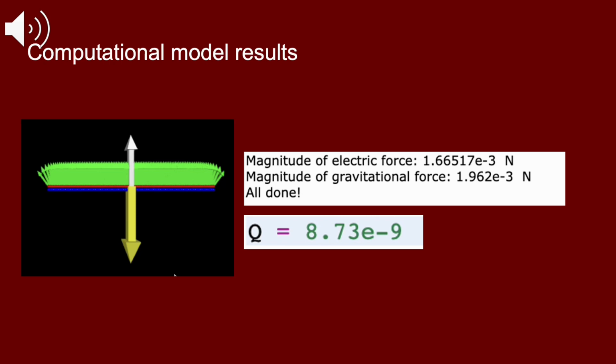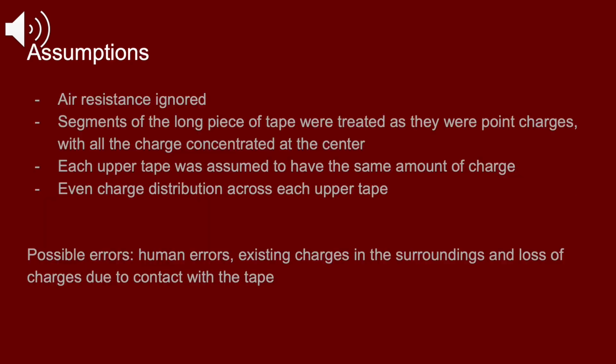Based on the value for Q, we got the electric force to be 1.66 into 10 raised to minus 3 newtons and the gravitational force to be 1.962 into 10 raised to minus 3 newtons. It can be concluded from the computational model that if we divide the tapes into more segments, that is, if we have more point charges, the more accurate the model is.